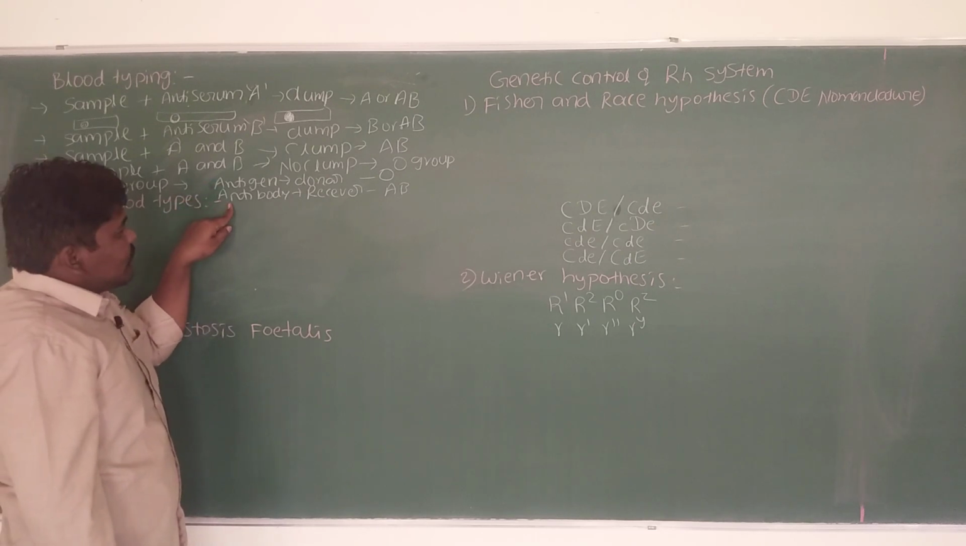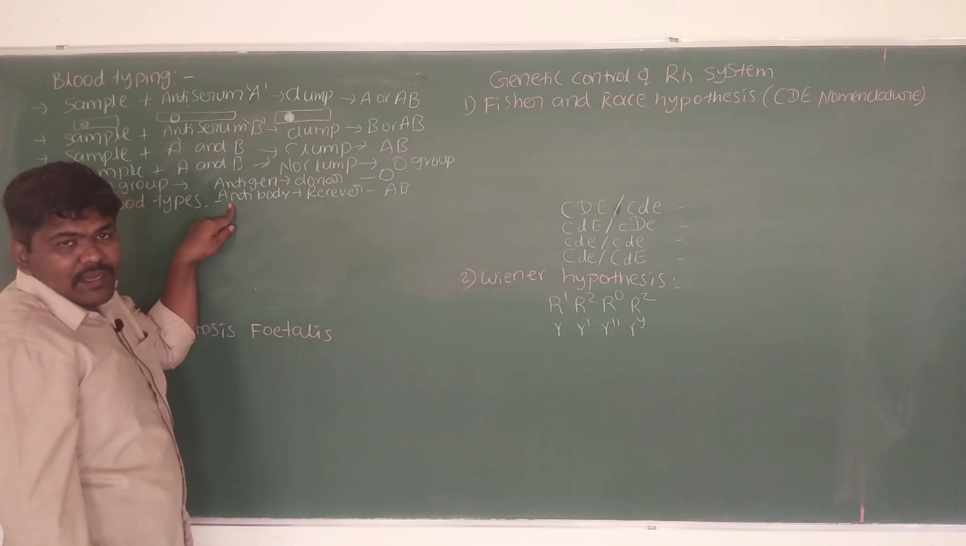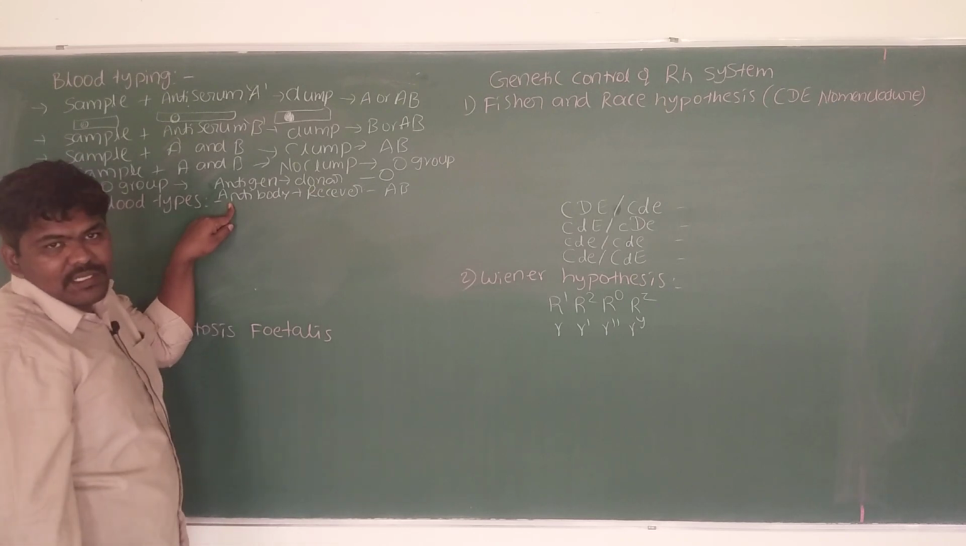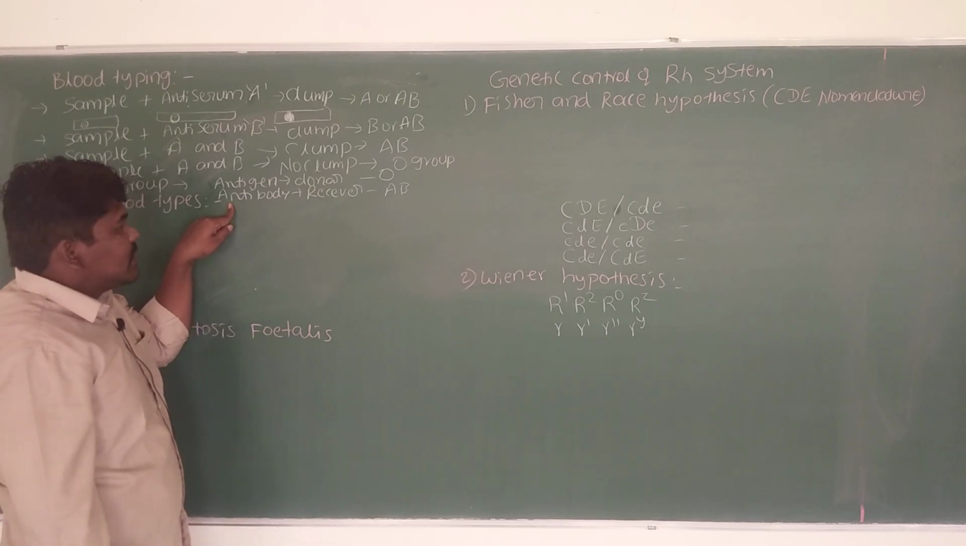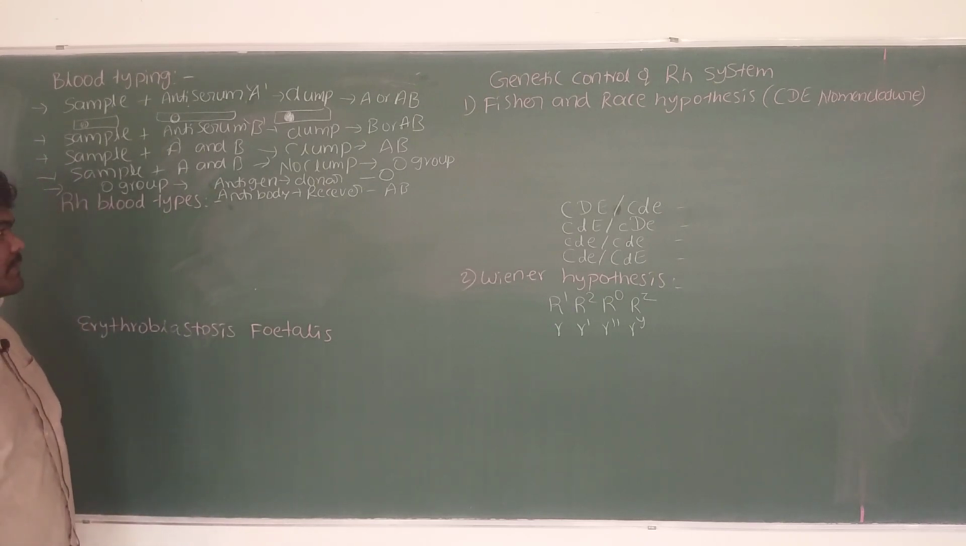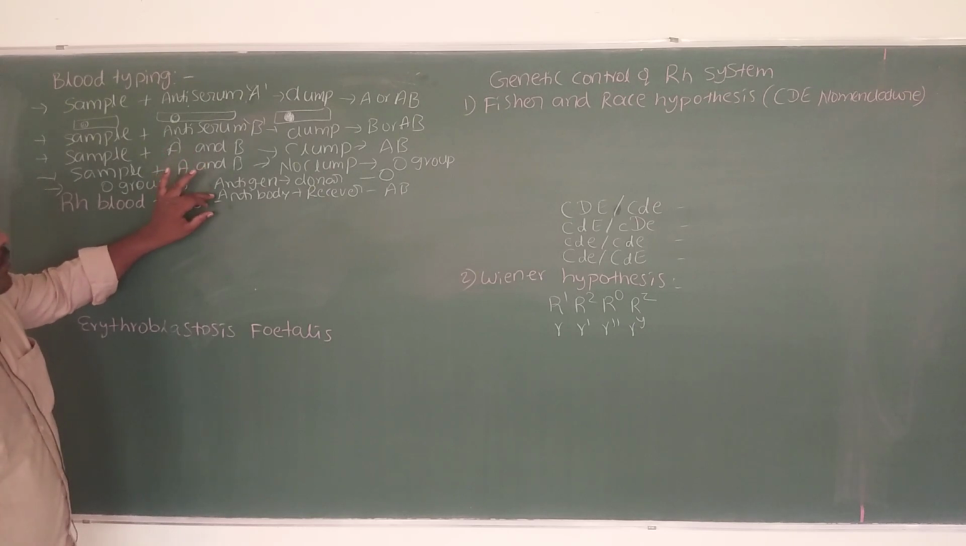Then, we have to see the antibody of the receiver. AB does not contain any antibodies, hence AB is called the universal receiver. It can receive blood from any person. That is about blood transfusion. O is the universal donor because of the absence of two antigens. AB is the universal receiver because of the absence of two antibodies.